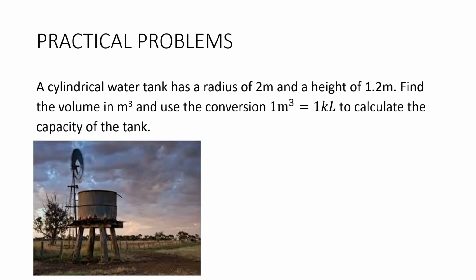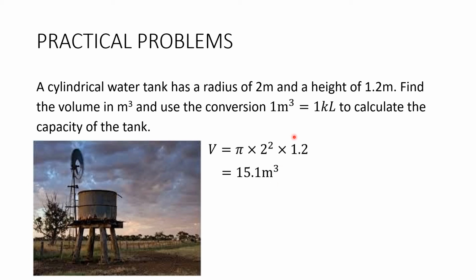Okay, last question. A cylindrical water tank has a radius of 2 meters and a height of 1.2 meters. Find the volume in meters cubed and use the conversion 1 meter cubed is equal to 1 kiloliter to calculate the capacity of the tank. All right, let's start with the formula, volume of a cylinder. Pi r squared h. What have we got? We have the radius and we have the height. Great. So it's pi times 2 squared times 1.2, which is 15.1 meters cubed.